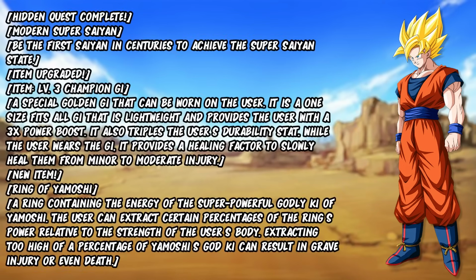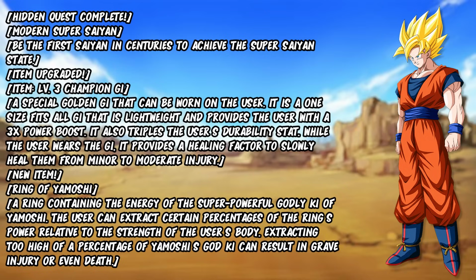Hidden quest complete: Modern Super Saiyan. Be the first Saiyan in centuries to achieve the Super Saiyan state. Item upgraded: Item level 3, Champion Gi. A special golden gi that can be worn by the user. It's a one-size-fits-all gi that is lightweight and provides the user with a 3 times power boost. It also triples the user's durability stat. While the user wears the gi, it provides a healing factor to slowly heal them from minor to moderate injuries.